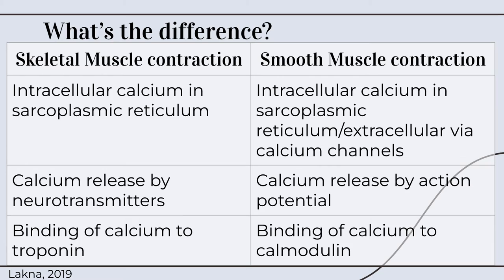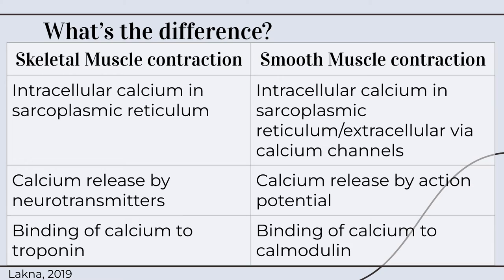The release of calcium in the skeletal muscle is initiated by the action potentials generated by neurotransmitters. Meanwhile, the release of calcium in smooth muscle is initiated by both spontaneous action potentials and the action potentials generated by the binding of neurotransmitters to receptors on the cell membrane. Skeletal muscle contraction occurs through the binding of calcium to troponin, and the contraction of smooth muscle occurs through the binding of calcium to calmodulin.